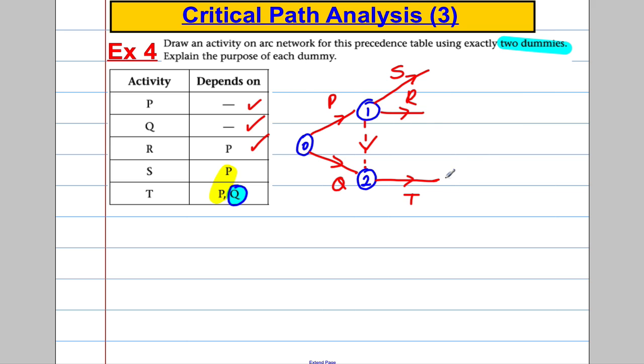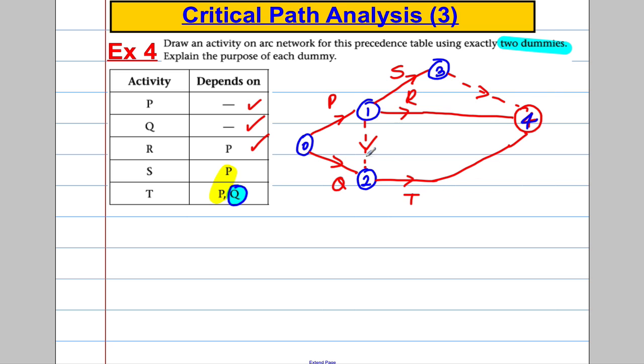Now I know that must come to the end one here, and these 2 must come to the end, but I can't have them both starting at 1 and ending at the end point. So I'm going to have to create a dummy for one of these 2 here. It doesn't matter which one. So I'm going to call that number 3, and then I'll have that coming to the end point here, which would be number 4. But I'm going to have a dotted line from S there.